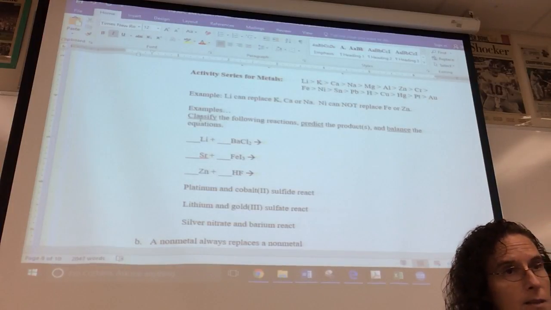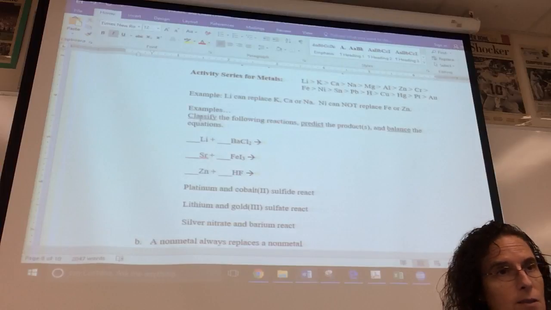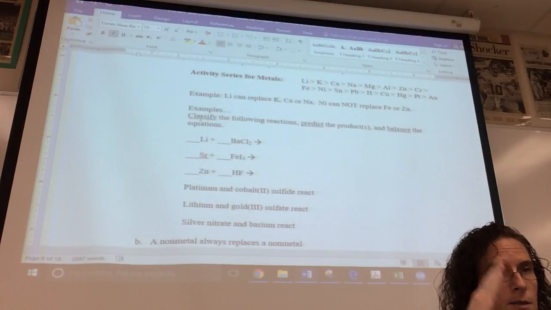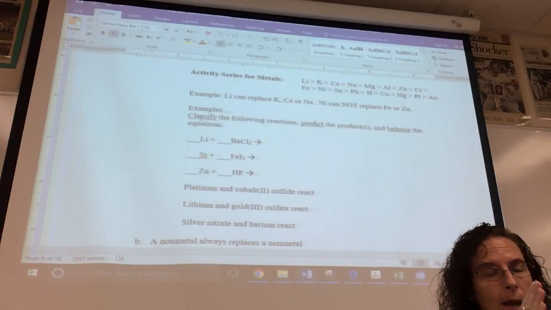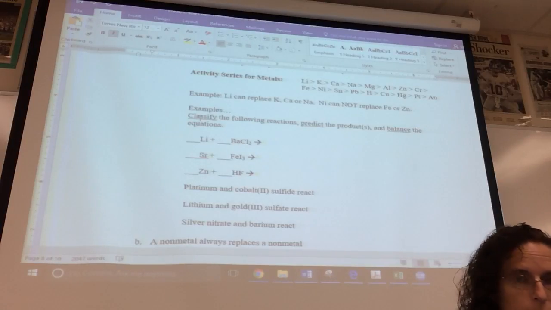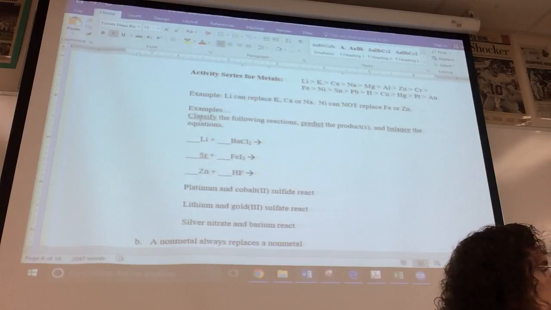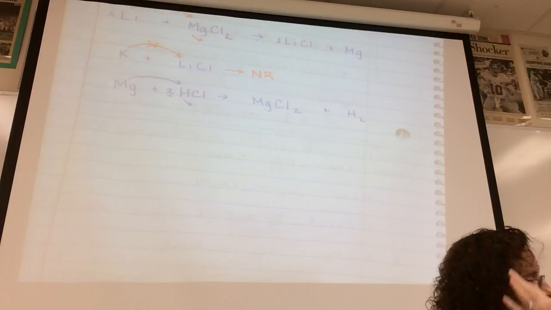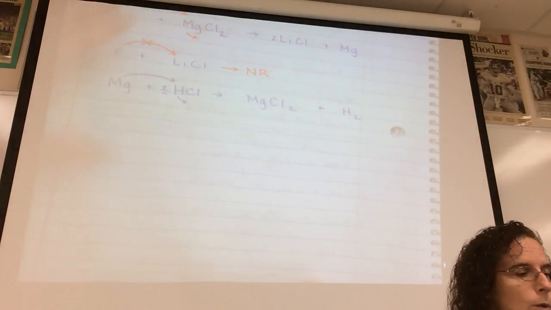And again, this looks easy, but I have kids doing weird things. Make sure the metal displaces the metallic cation in that compound. So when you have a metal, you're going after the front. And I'll illustrate that clearly here. The first example, the directions are always the same. We've seen this numerous times already.